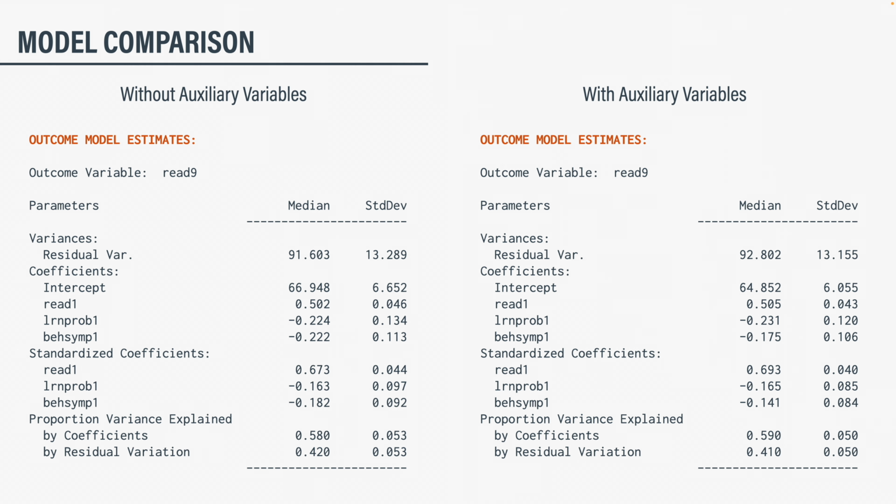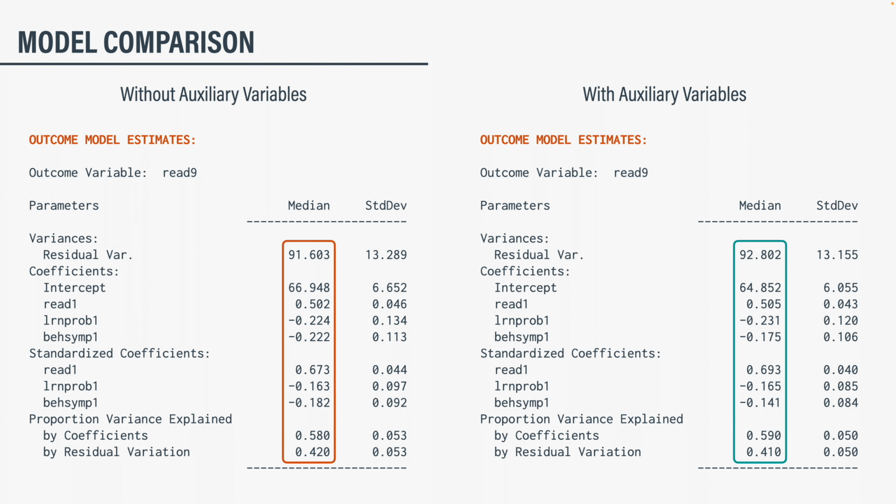The panel on the left shows the estimates from the model without the auxiliary variables, and the panel on the right reflects the analysis with the auxiliary variables. To reiterate, the interpretations of the regression model parameters are the same in either case. At a high level, the results were pretty consistent, and most of the estimates didn't change much at all.